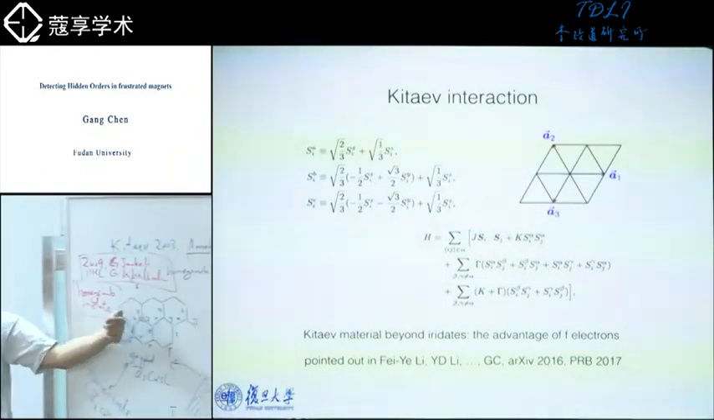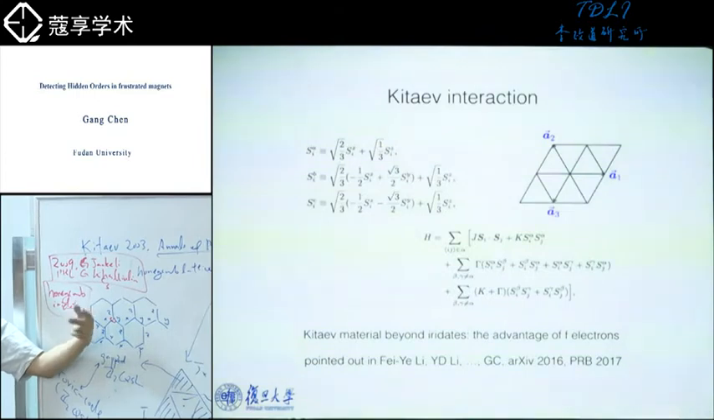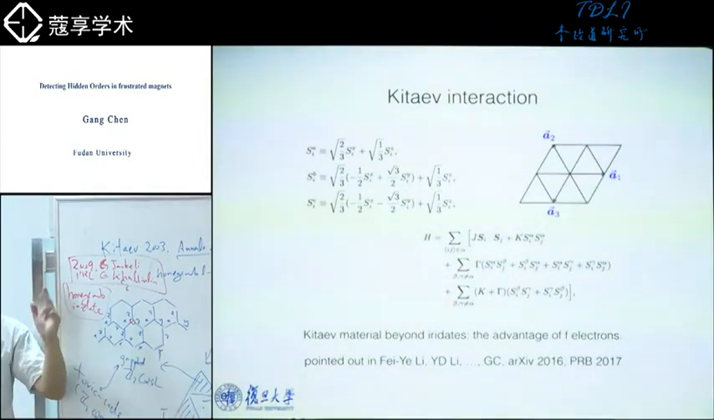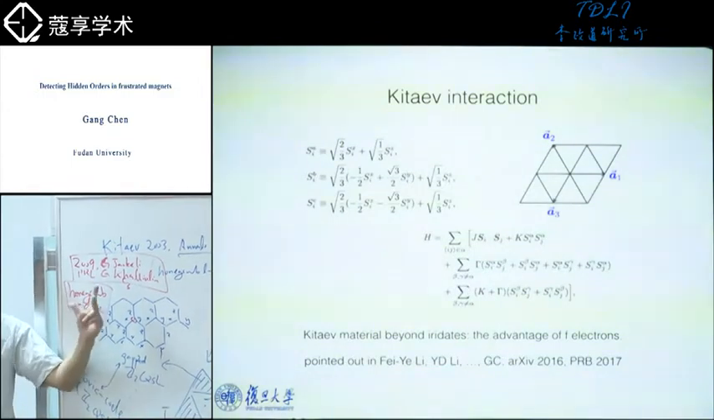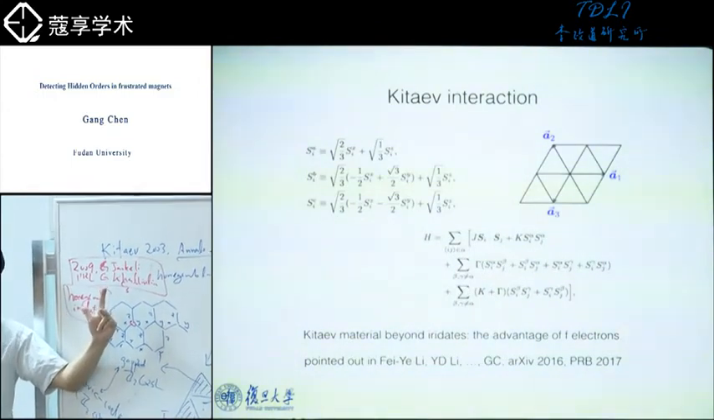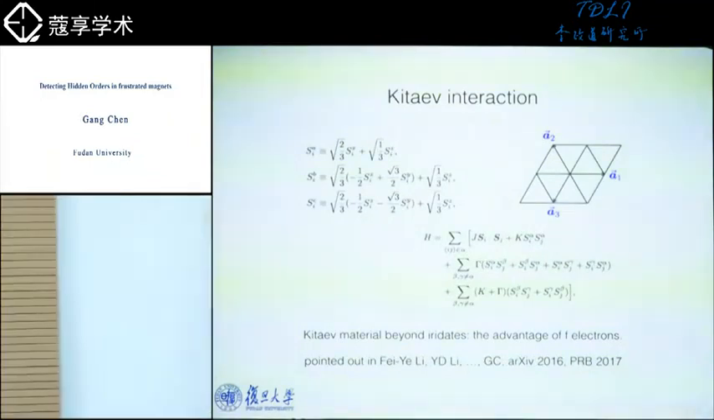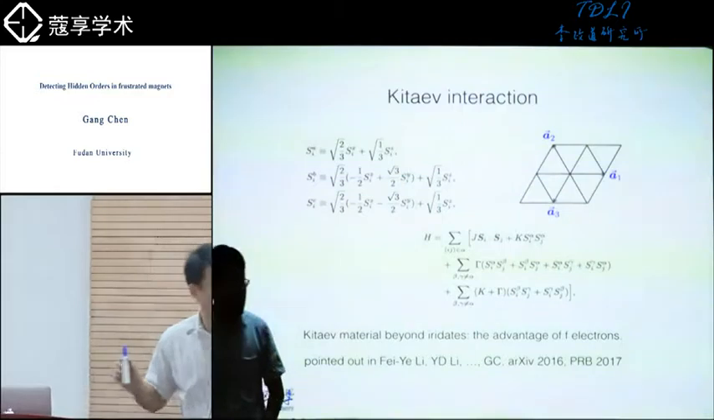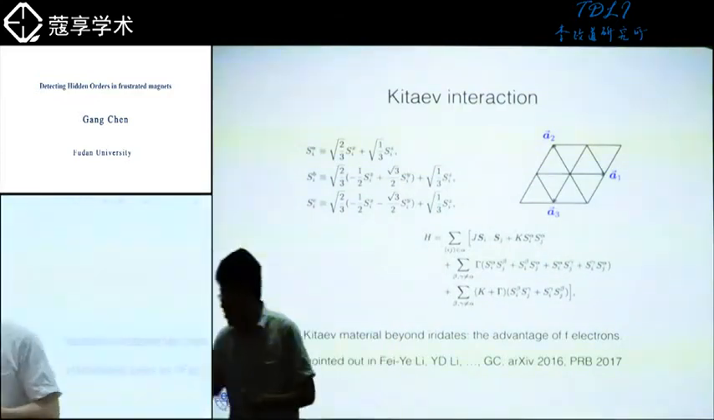So if you have a threefold rotation like this, you do a threefold rotation. What do you do? You permute Sx, Sy, Sz. If you define your Sx, Sy, Sz in this fashion, people understand what I'm talking about. So if you have some visualization of the lattice.